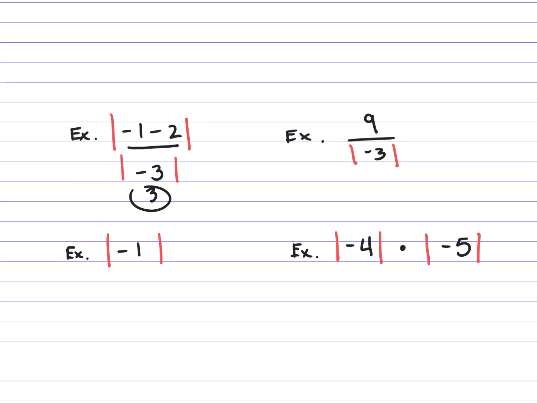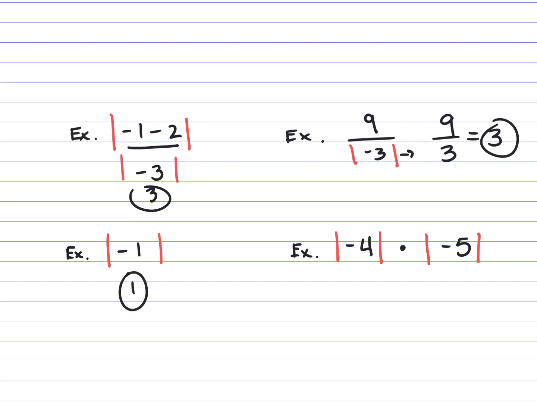All right, example 2 here, we have 9 divided by -3. And since there's only a number, -3, inside the absolute value, I'm going to go ahead and take the absolute value of that. And I know that the absolute value of -3 is positive 3. And 9 divided by 3 is 3. All right, third example, the absolute value of -1. How far is -1 away from 0? 1.